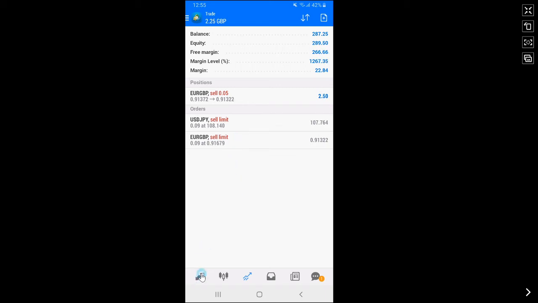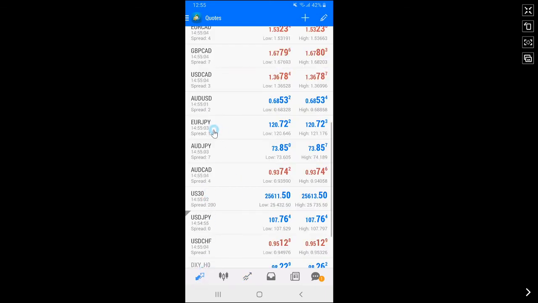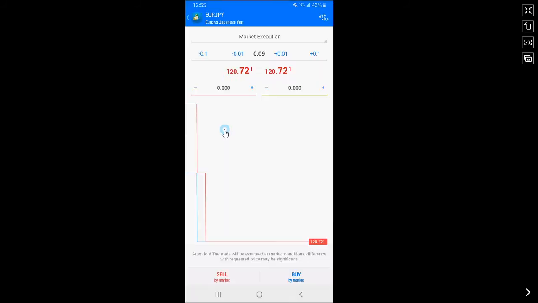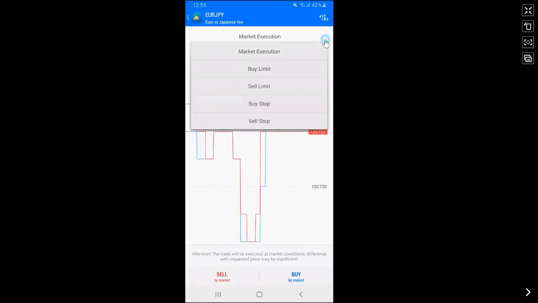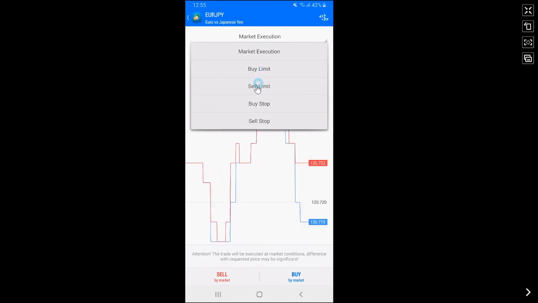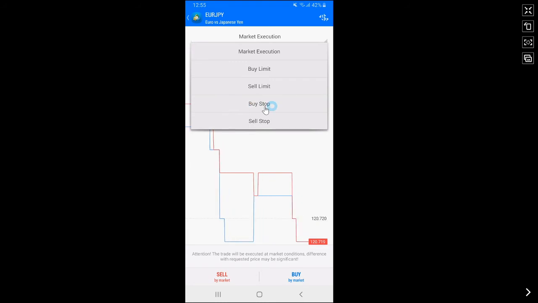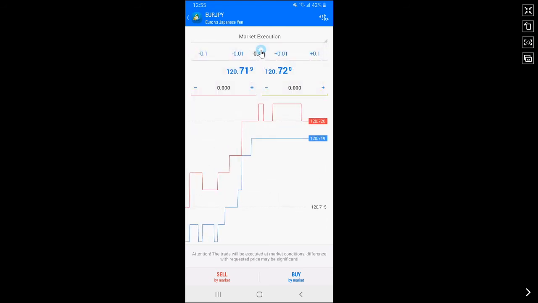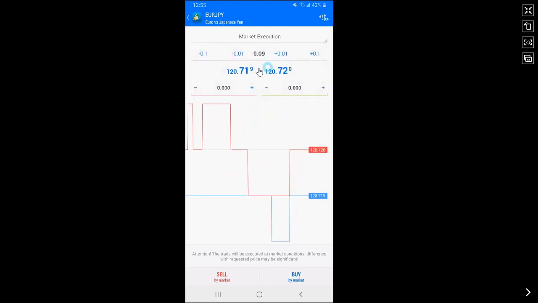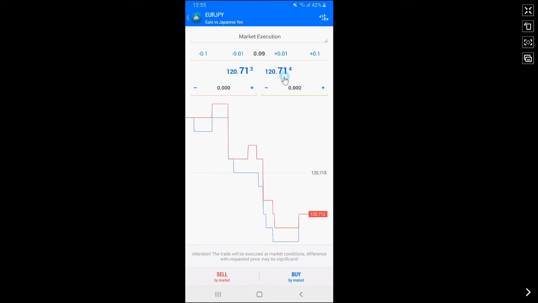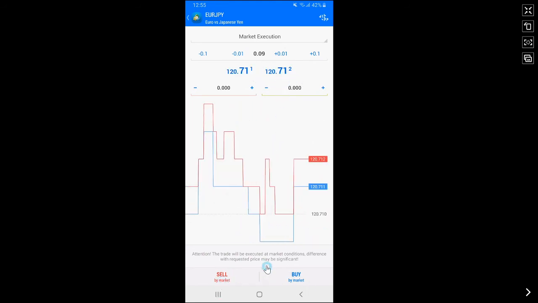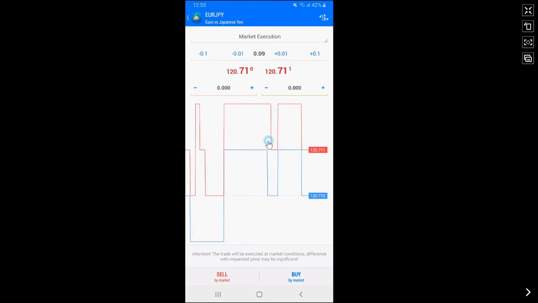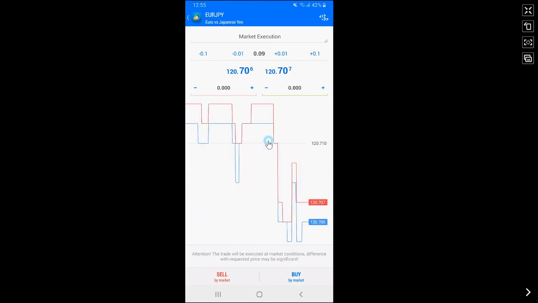You can place different trades. The only different trades they've got is a buy limit and a sell limit, a buy stop and a sell stop, and a market execution. The way we trade, you won't really be using buy stops and sell stops. Market execution just means you literally get into the trade straight away. So as you can see, there's no entry price that you put in. As soon as you press buy or sell, you are going to be entered into the market straight away.